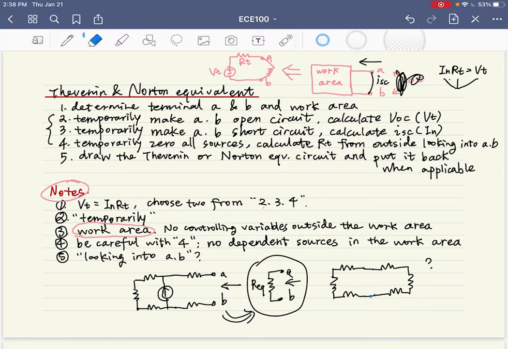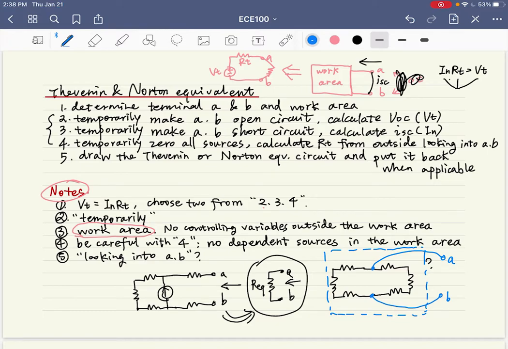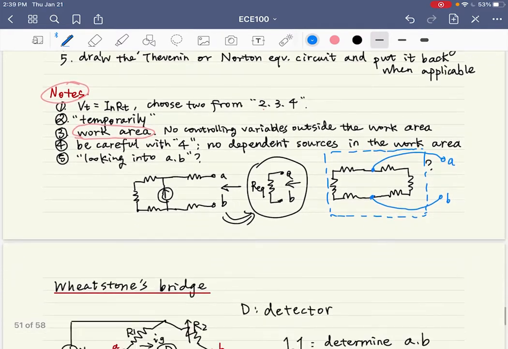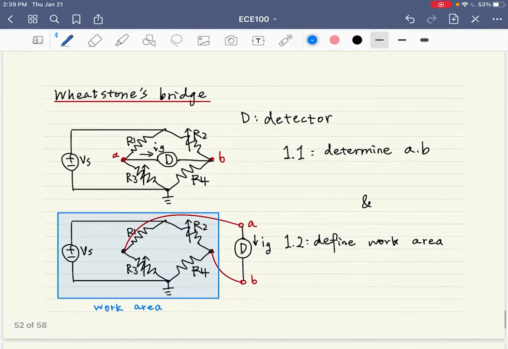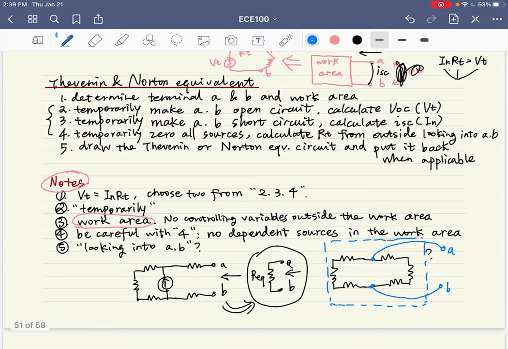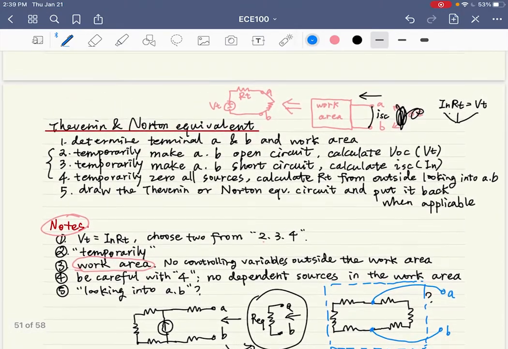For example, what if the AB is in the middle, right? In this case, you need to be careful. You need to check whether the question is asking for the left-hand side of the AB terminals, or all the rest. If they are asking only about the left of the terminals A and B, things will be easier. You just need to remove the right-hand side part, and then solve it just like the previous example.